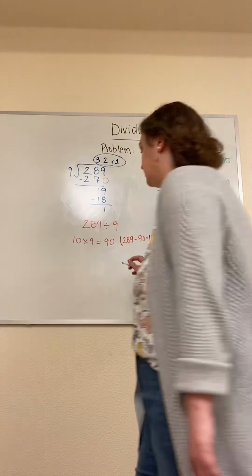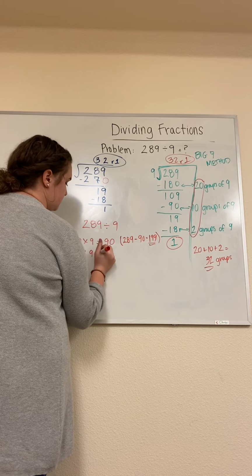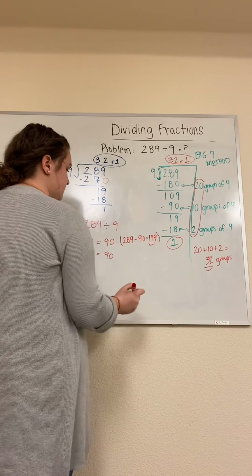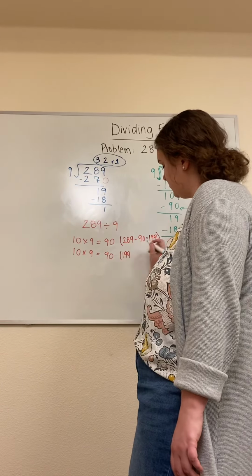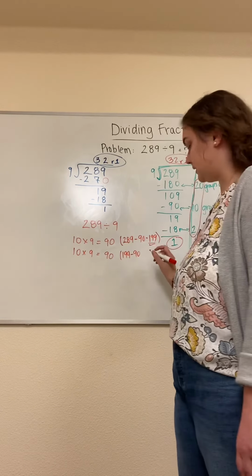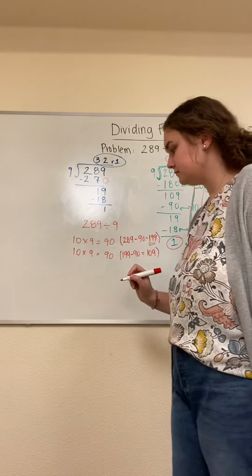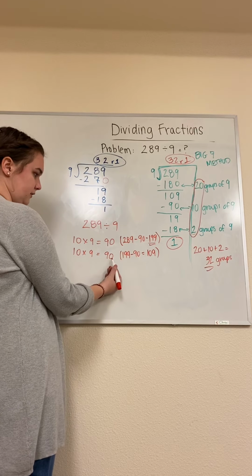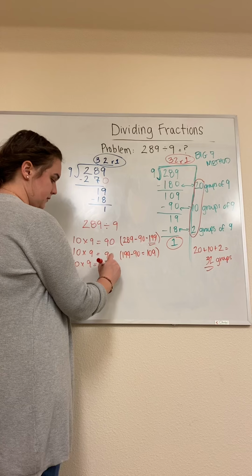So we know we can do another 10 groups of 9, and that gives us another 90. So then we're using this number, 199, which is what we have left, and subtracting the groups of 9 we just did again. And that's going to give us 109. Then we still have enough to do another group of 90, so we can do this again, which is really simple.